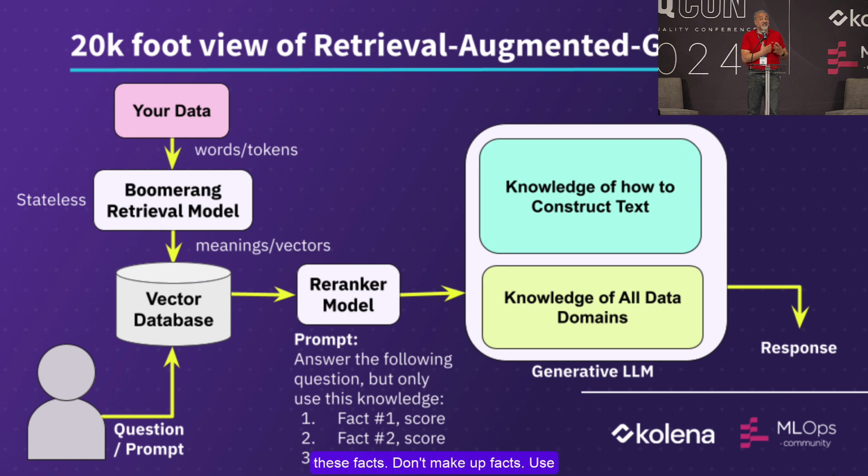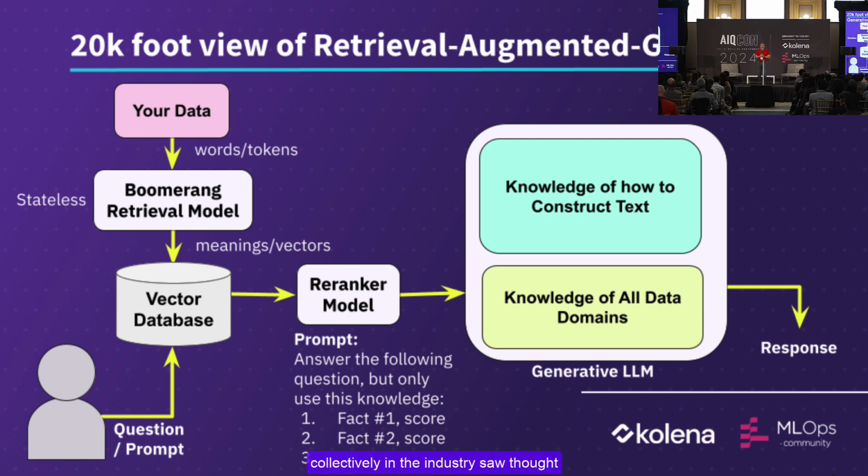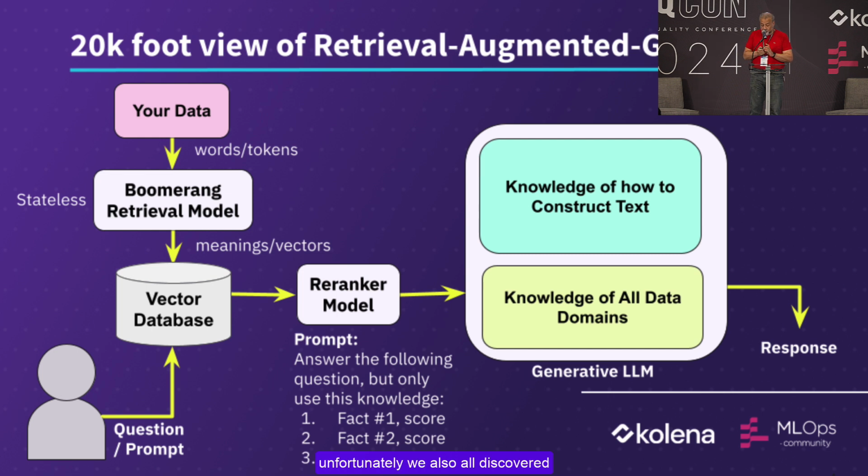Don't make up facts, use these facts I'm giving to you, and then produce a response. All of us collectively in the industry thought that this would solve hallucinations, that if you use a system like this, then that response will be 100% accurate, because now I'm telling the large language model, here are the facts. But unfortunately, we also all discovered that even when you do open book and you give the model the facts, every now and then the model can still make up stuff from its own data and introduce it in the response.